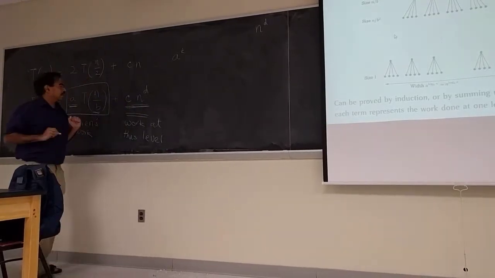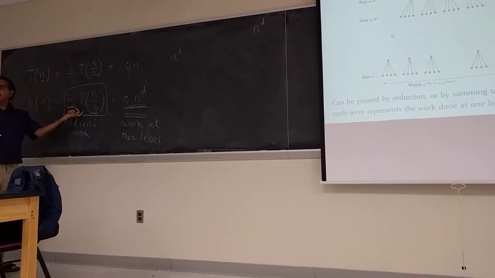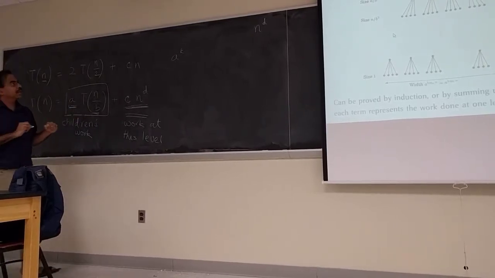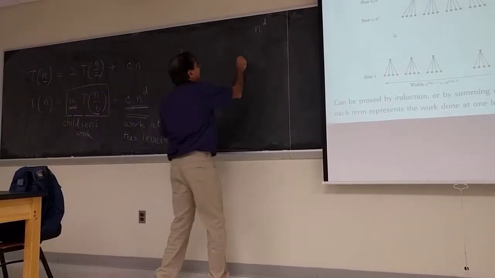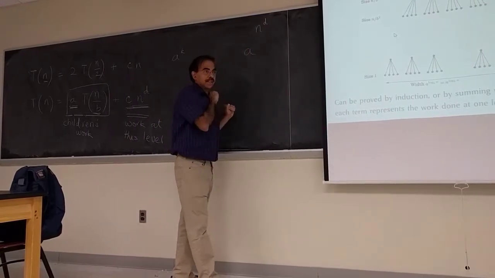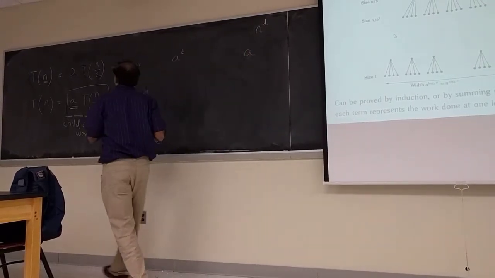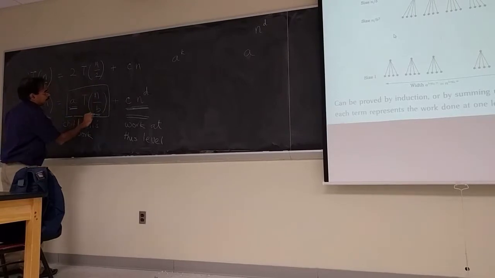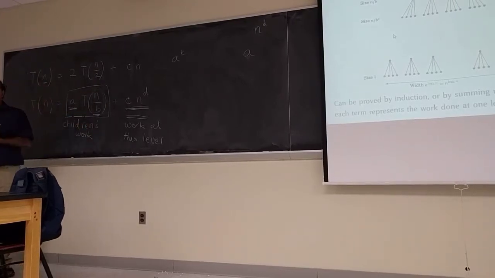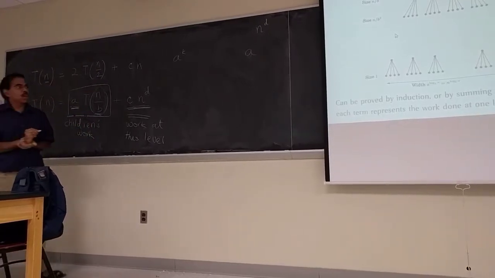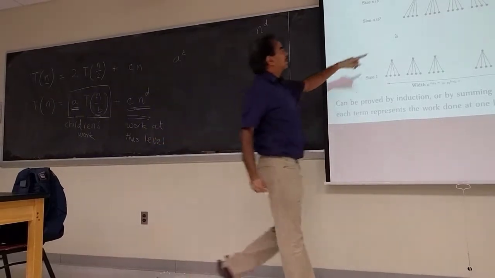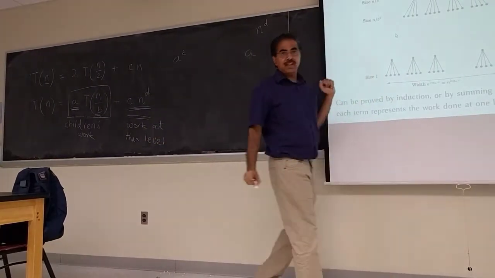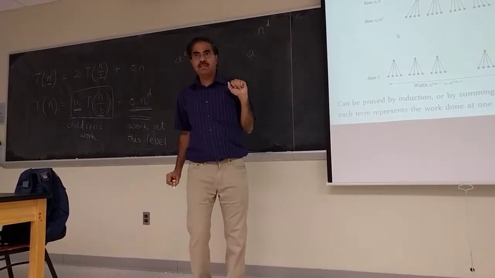That is the work that is done at the root level. Then the rest of the term is just at the child level. So at the child level, what are we doing? We have a-way branching, and we are working with lists of size n by b. So the work done at this level is going to be (n/b) to the power d.